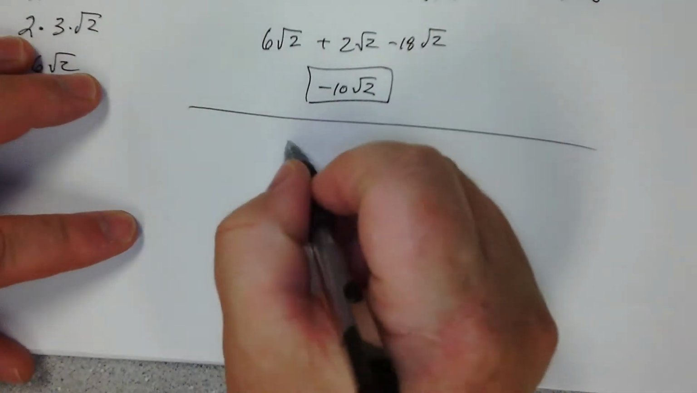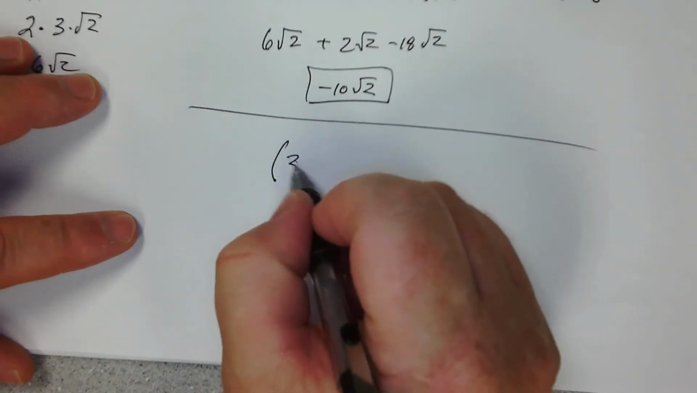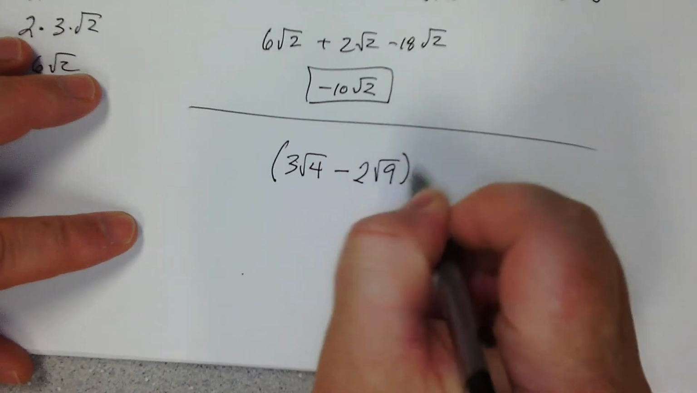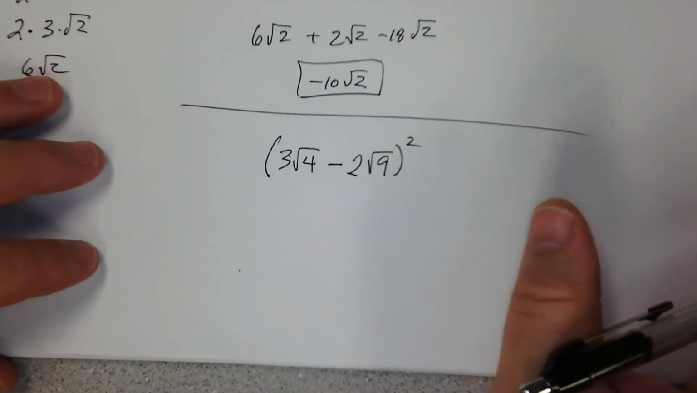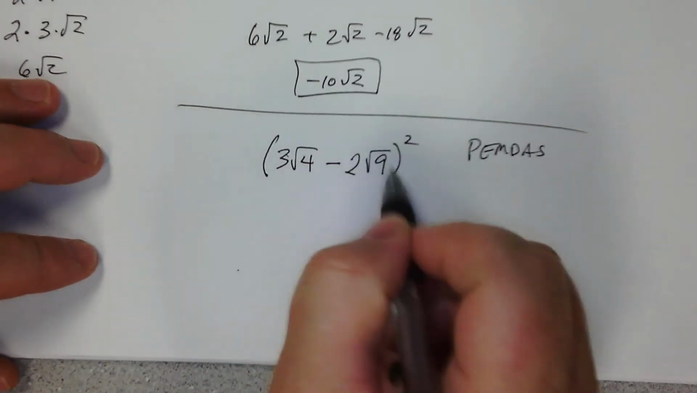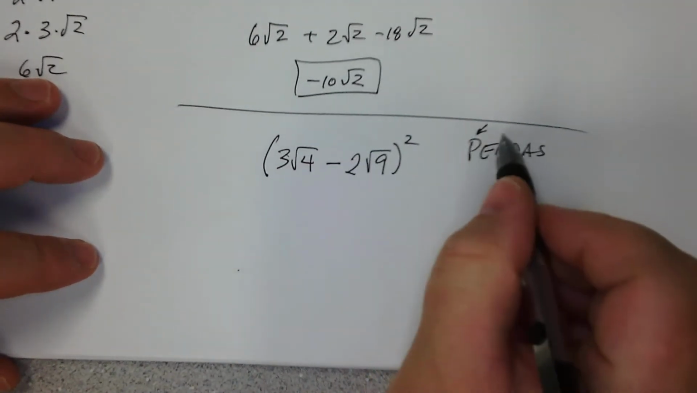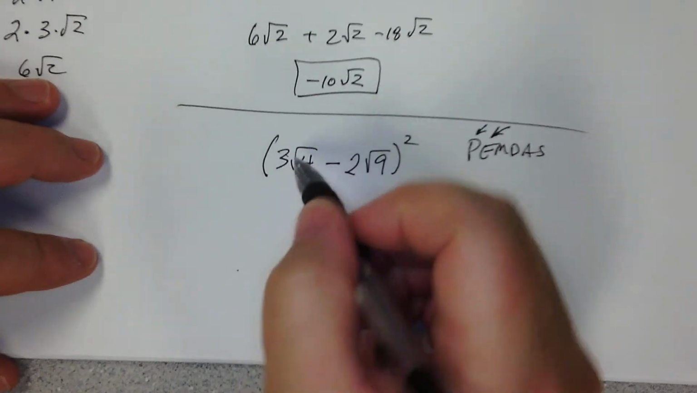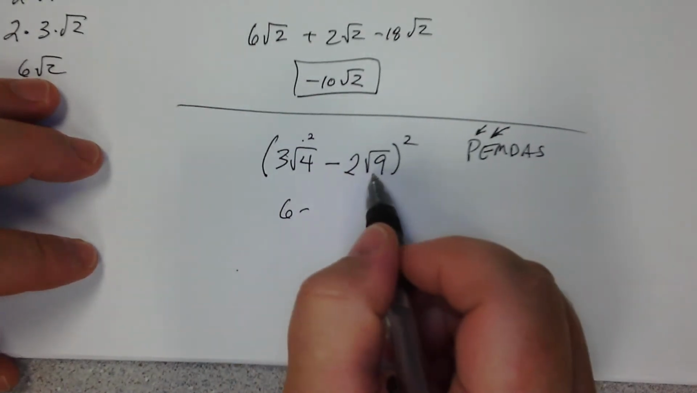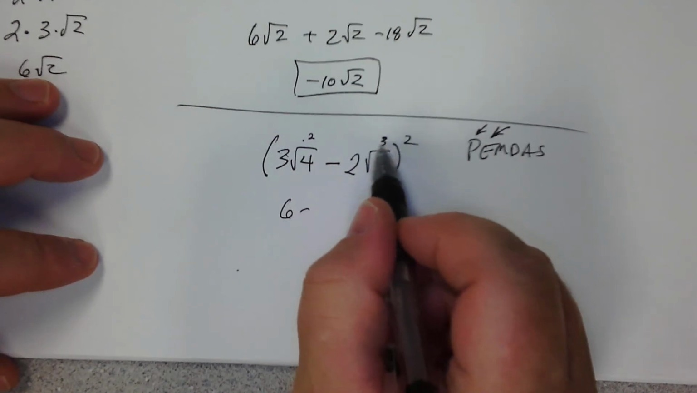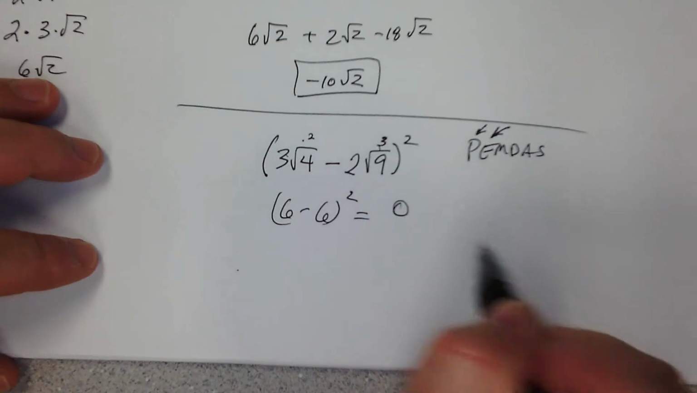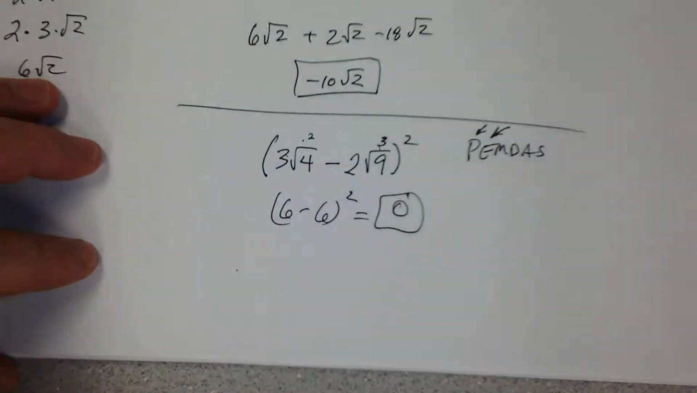Here's what we got. We've got parentheses, 3 root 4 minus 2 root 9, squared. Order of operations, PEMDAS, can really save you a lot of headaches. Simplify this first. Anything in a group you want to do before you can do an exponent, right? Square root of 4 is 2, right? 2 times 3, 6. Square root of 9 is 3. 3 times, ooh, well, that's 0. 0 squared is 0. Done.